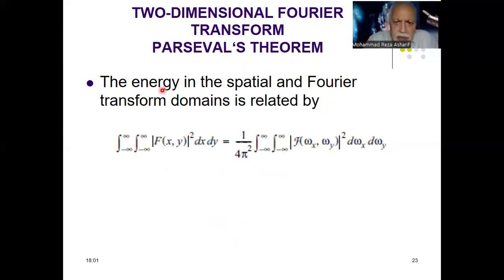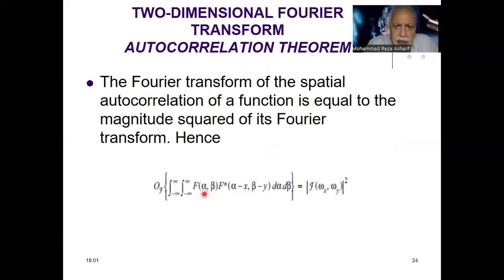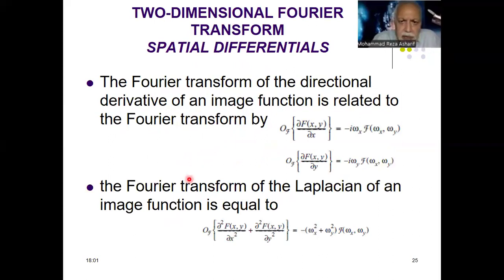In Parseval's theorem, the energy of the spatial Fourier transform and the autocorrelation function are related. The transform of the spatial autocorrelation function is equal to the magnitude squared of the Fourier transform. And the spatial Fourier transform of the directional derivative of an image is related to the Fourier transform. Also, the Fourier transform of the Laplacian of an image is equal to this.